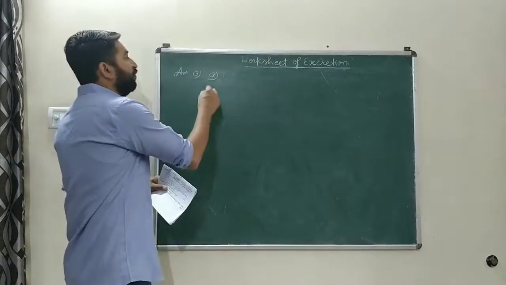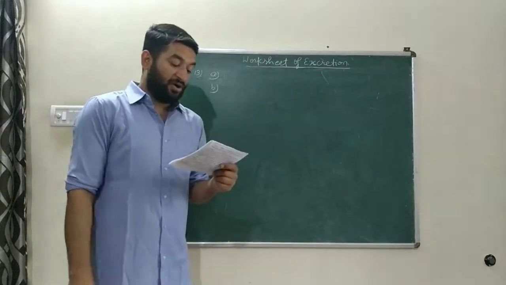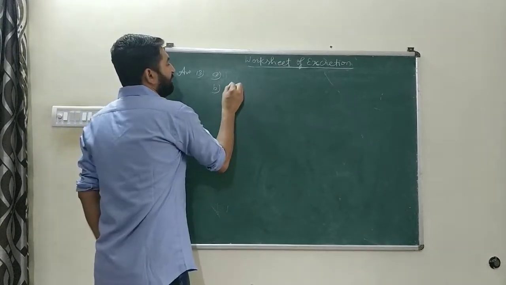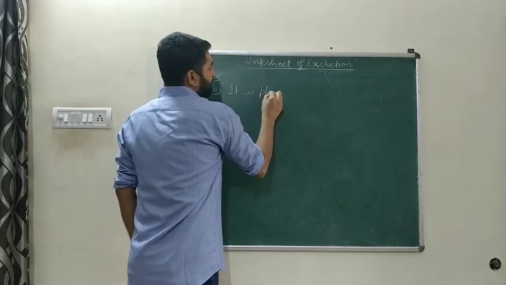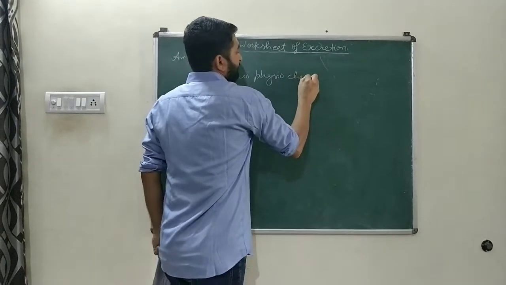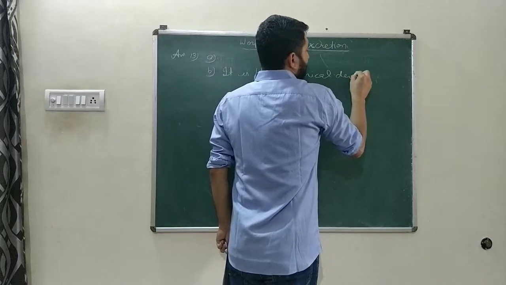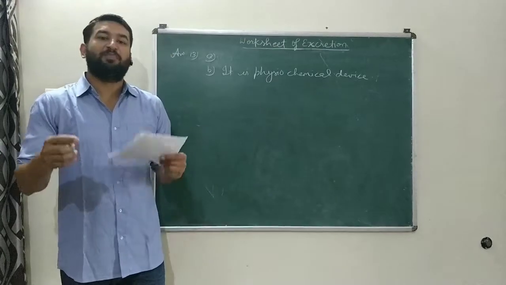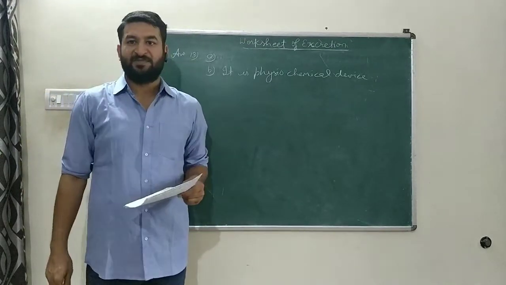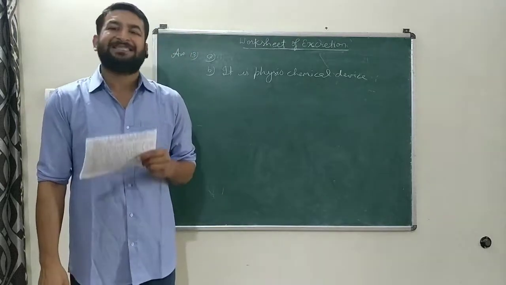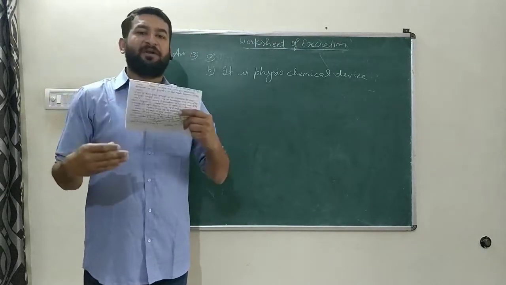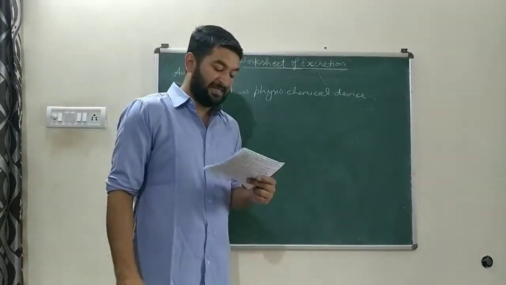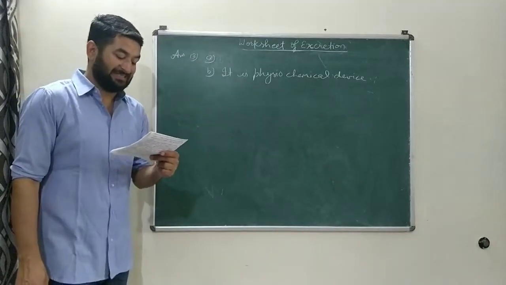Second is B part: what is artificial kidney or a dialyzer? It is a physiochemical device used to remove the waste products from the blood in case of kidney failure. Whenever a person suffers kidney failure, the waste products of the blood are removed by a physiochemical device, and that device is known as artificial kidney or dialyzer.